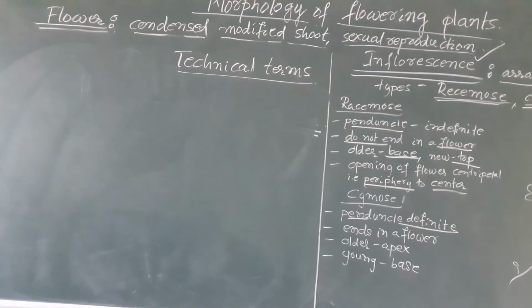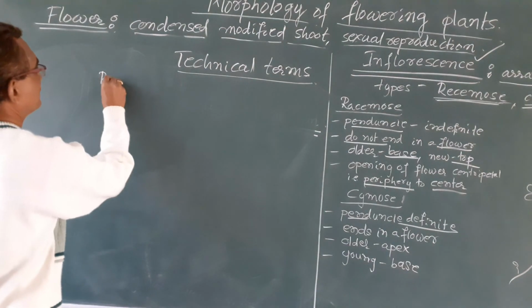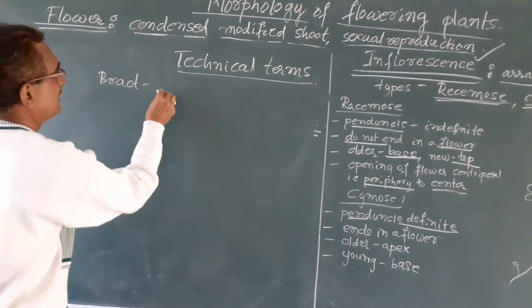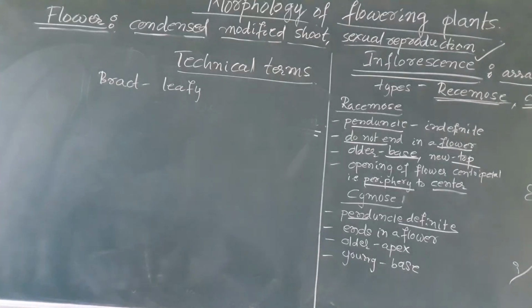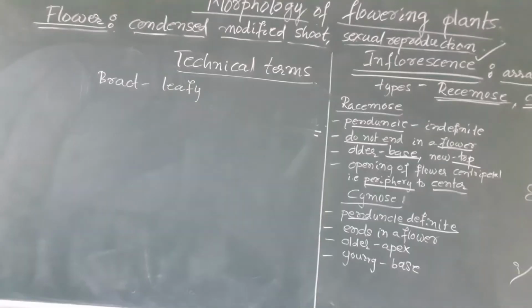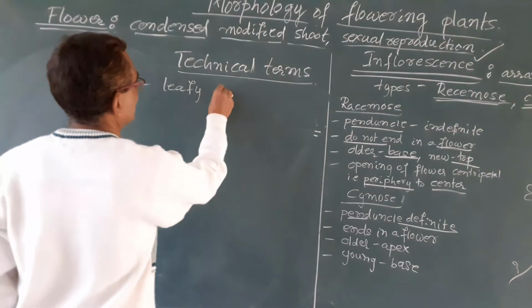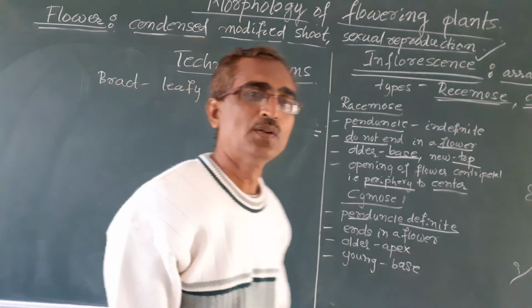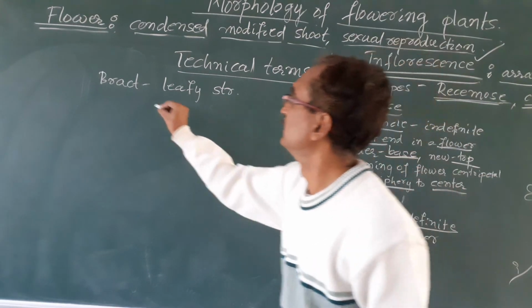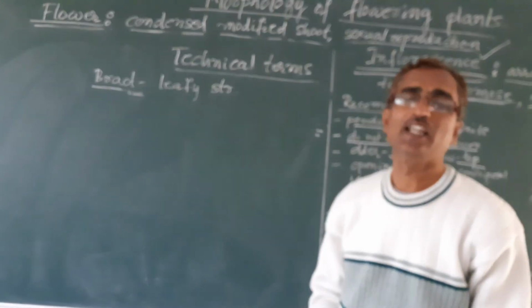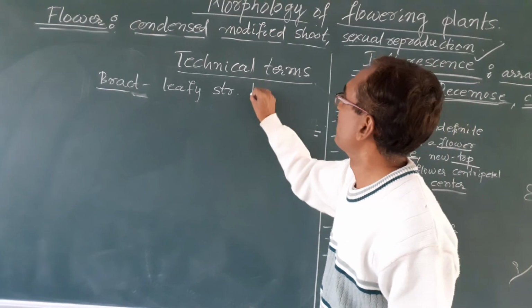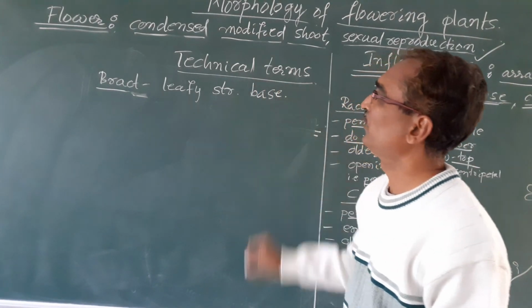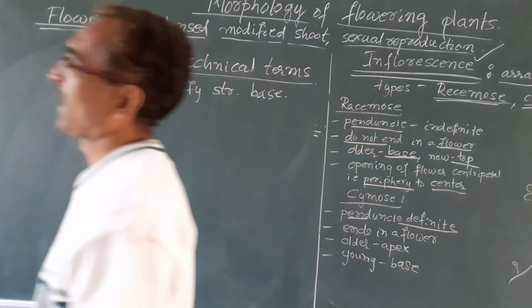So the first one is a bract. It is a small leafy structure at the base of the flower. So bract is nothing but a small leafy structure which is found at the base of the flower. Okay, that is known as a bract.